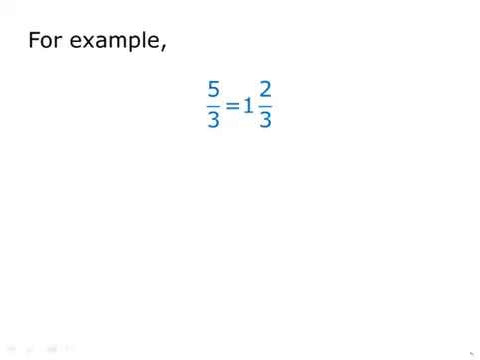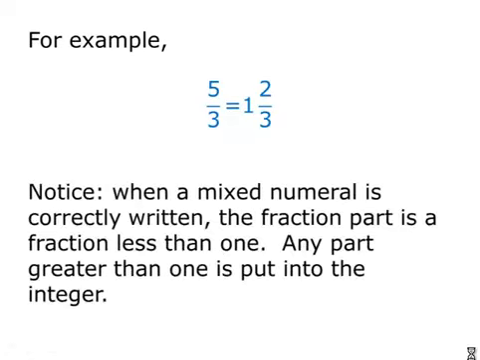So for example, we could say 5/3 equals 1 2/3. 5/3 is an improper fraction. 1 2/3 is the mixed numeral of the same numerical value, and that's why we can put an equal sign between them. Notice when a mixed numeral is written correctly, the fraction part is always a fraction less than 1. Any part greater than 1 is put into the integer.